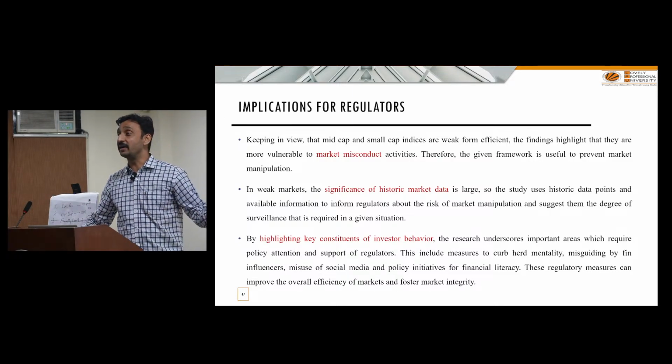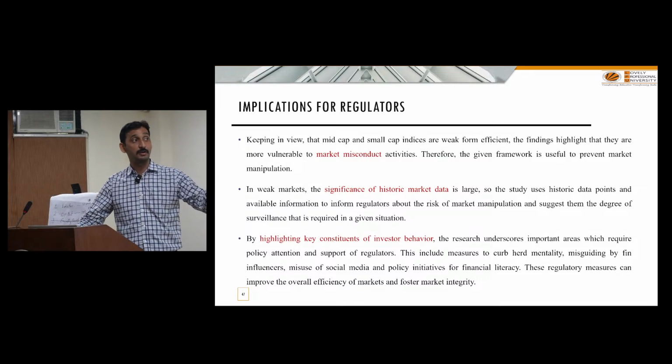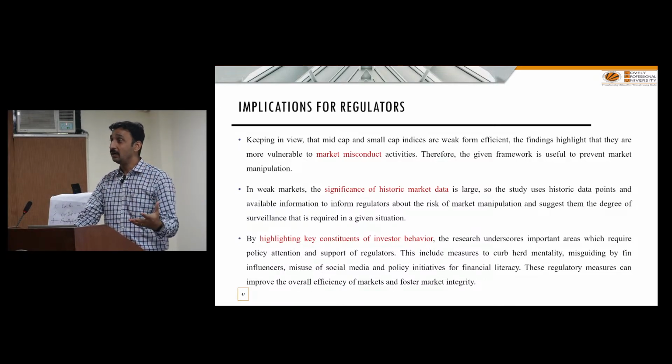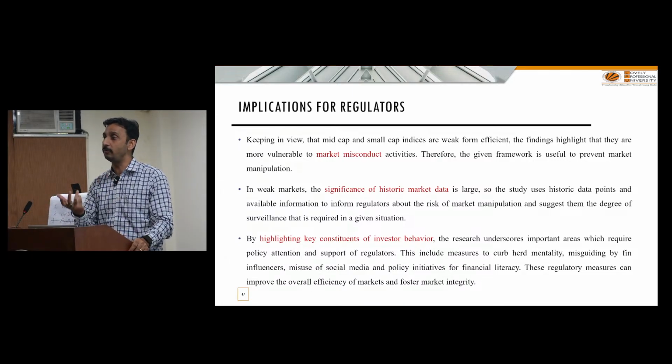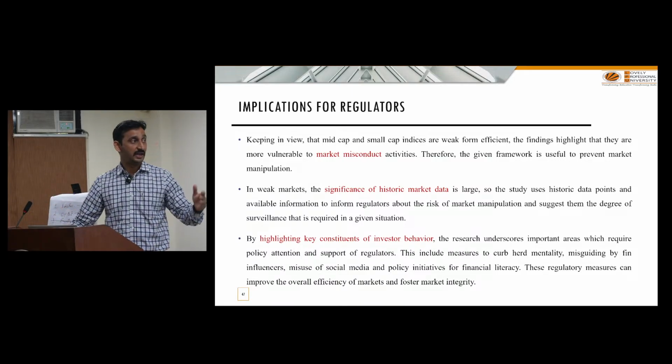Significant historical market data. Researchers can always build a lot of models and analyses based on this historical market data, because price is reflecting all the information that is there in the market, and this study gives you that.